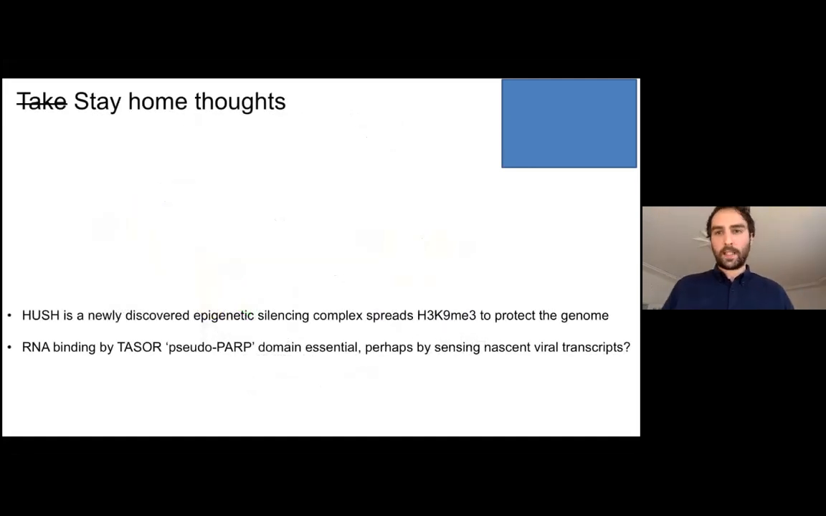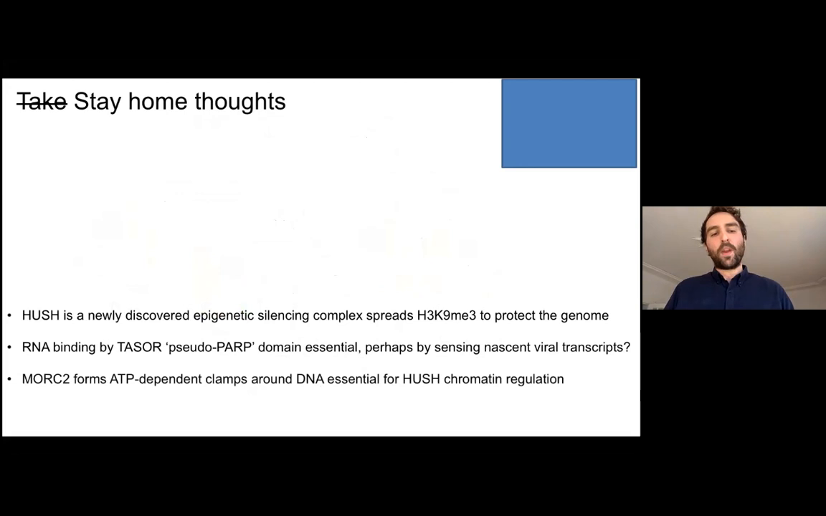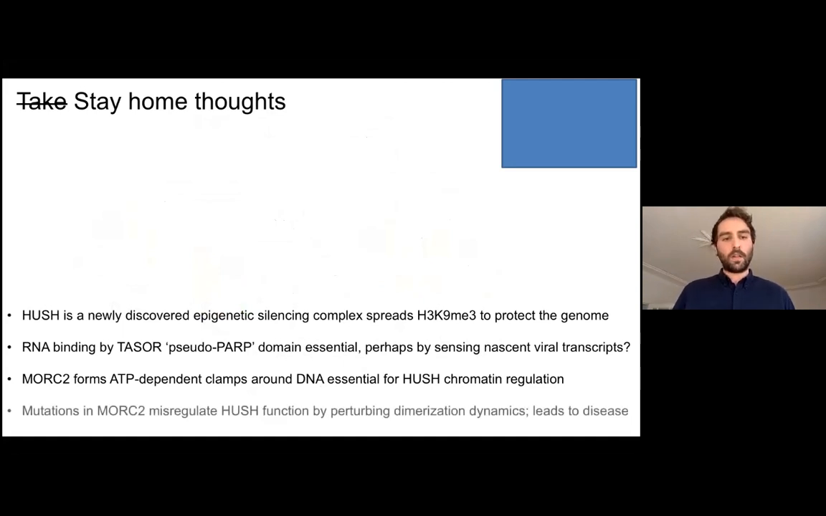So some more take-home messages. Those are the two messages that I had before. We've also shown that MORC2, a key HUSH effector, forms these ATP-dependent clamps around DNA, and we've illustrated that this is an essential process in HUSH chromatin regulation. And we've also shown that patient mutations in MORC2 misregulate HUSH function, and we think this is due to somehow perturbing the dimerization dynamics of the protein, and this ultimately leads to disease.